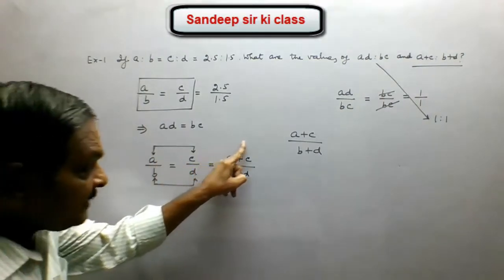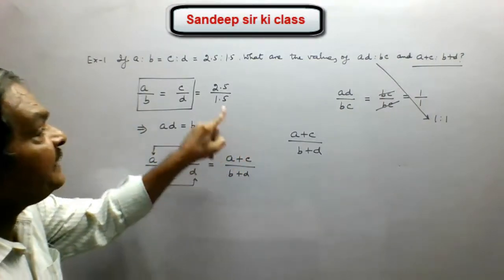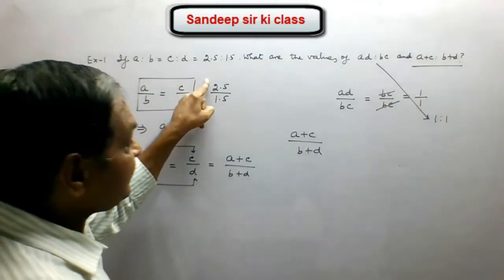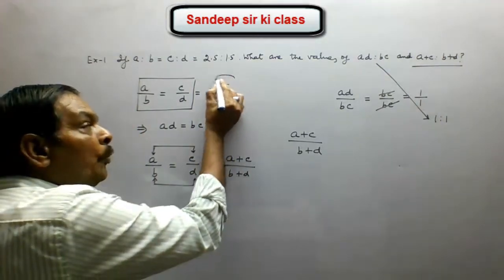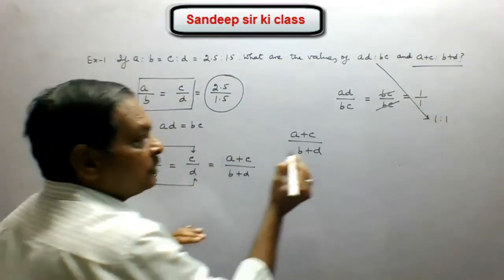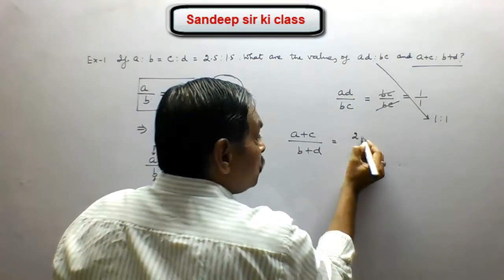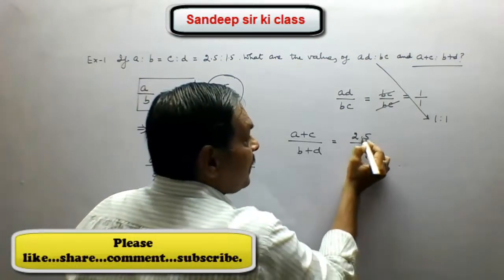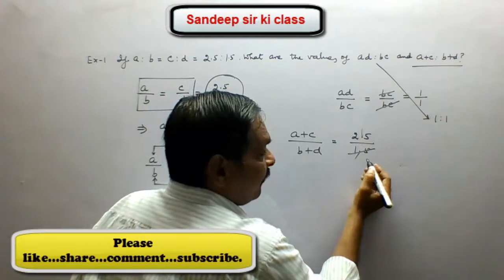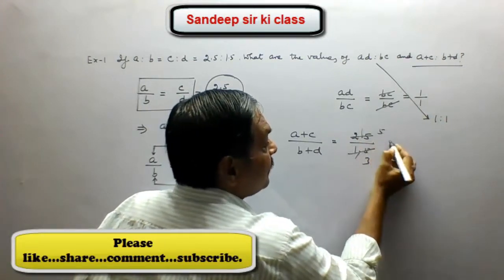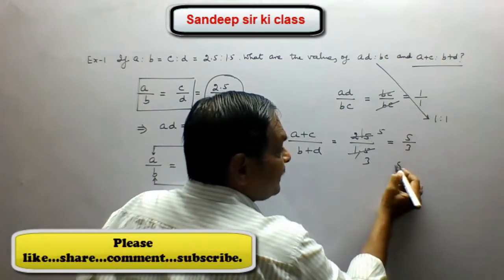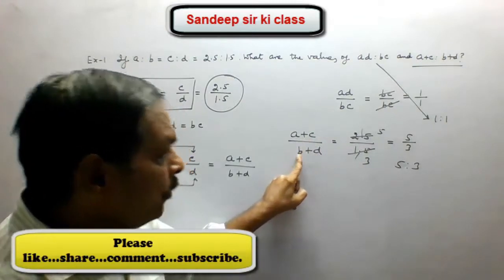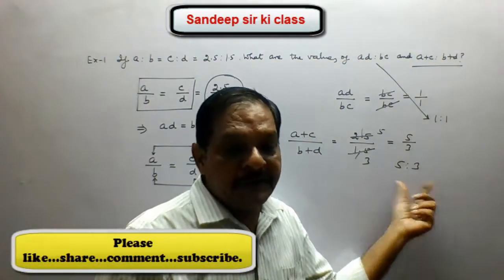Now A plus C upon B plus D is required, which is equal to A upon B, which is equal to C upon D, and hence this ratio is equal to 2.5 upon 1.5. Simplified, the points are cancelled. We cancel 5 from 5. We get 3 here, 5 here. So the ratio is 5 upon 3, that is 5 ratio 3. So A plus C ratio B plus D is 5 ratio 3.